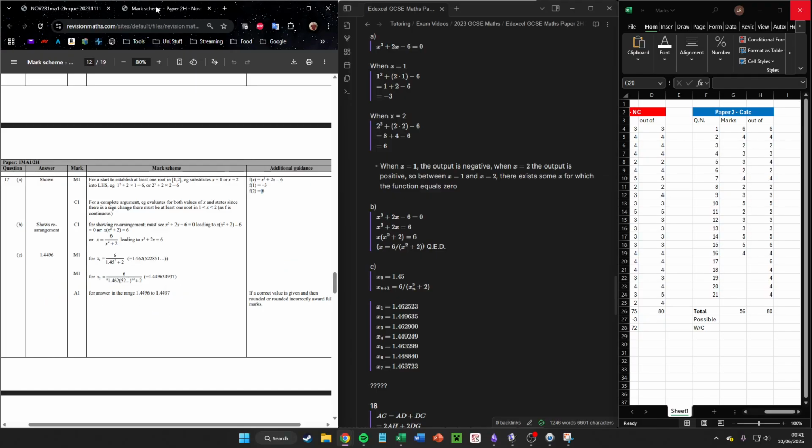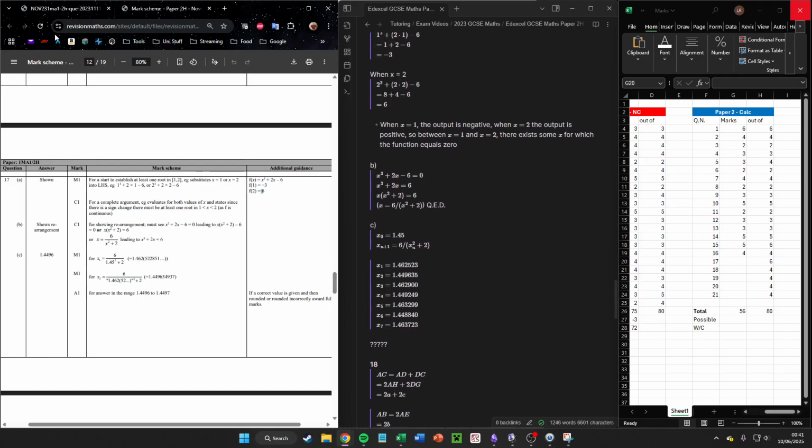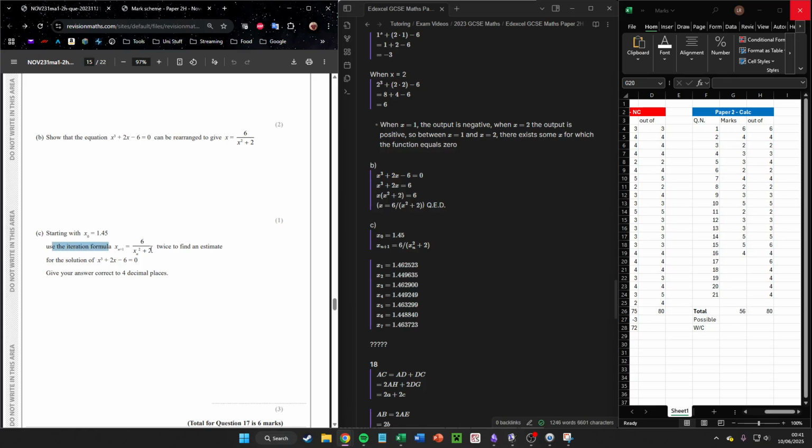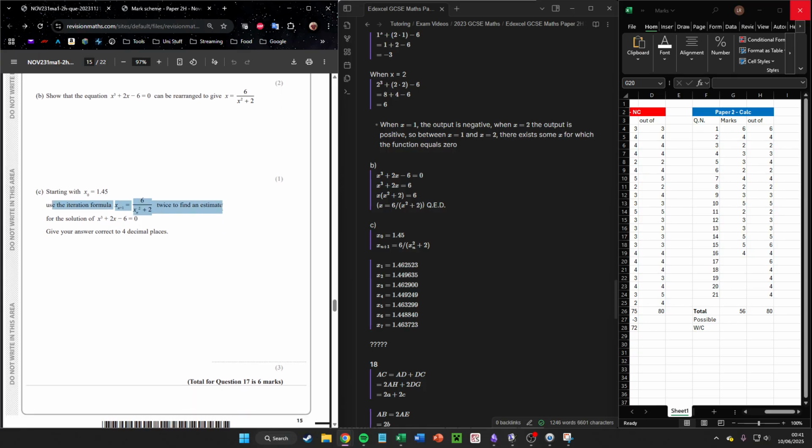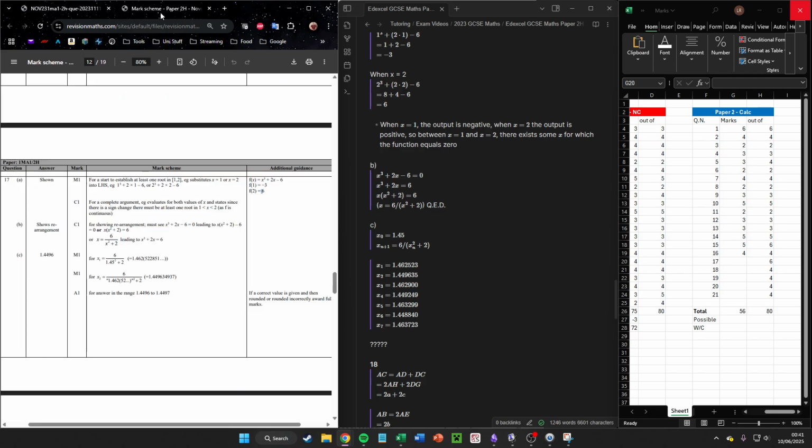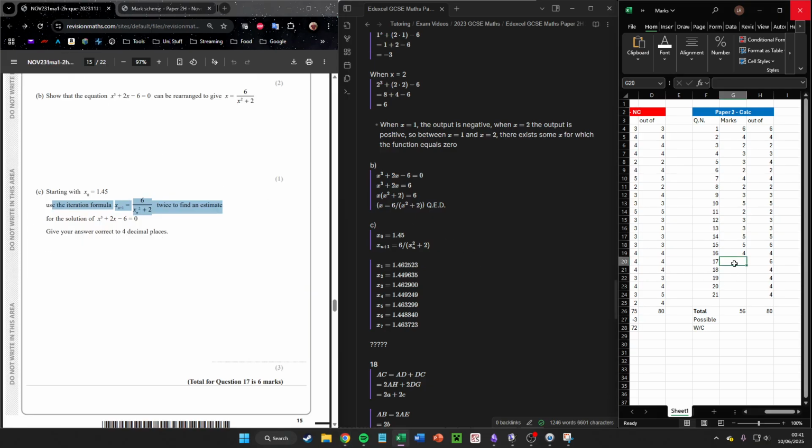And then this is where it goes wrong. I missed the instruction to only use it twice to find an estimate. I didn't do that. So there's definitely a mark lost there at least. For x1 is 1.462. Yep. And for x2. Yeah. So I got the first 2 marks. Did not do this. So 2 out of 3 for that one. So I've lost 1 mark over question 17. So that is 5 marks there.